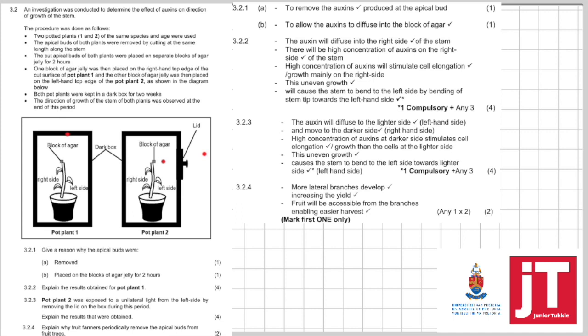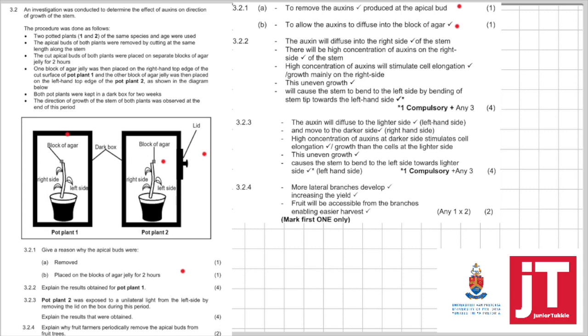3.2.1. Give a reason why the apical buds were removed. Firstly, what's in the tip of these buds? Auxin. So you want to remove the auxin. Give a reason why the apical buds were placed on the block of the agar jelly for 2 hours. You want to allow the auxin to diffuse into the block of agar.